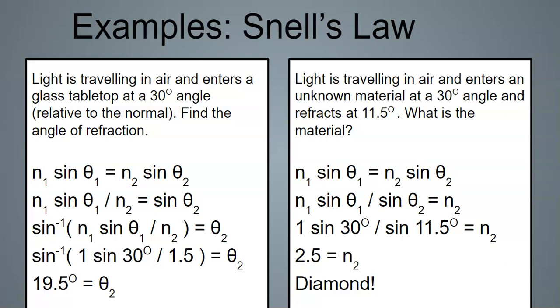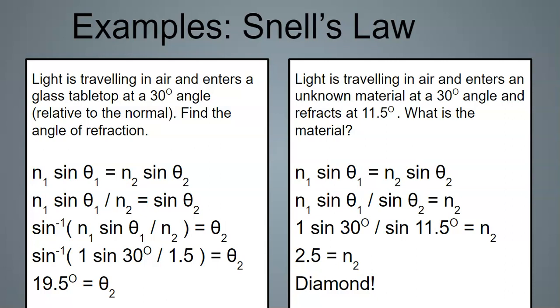So I need to get rid of the n2. I've divided both sides by n2, and it pops up on the left on the bottom. Then I have to get rid of sine, so I take the arc sine of n1 sine theta 1 divided by n2, and that will give me theta 2. We put the numbers in there, and it's going to travel at a 19.5-degree angle. It started out moving in air at a 30-degree angle. When it's moving through the glass, it has bent, and now it's a smaller angle. It's closer to the normal because the index of refraction is higher.